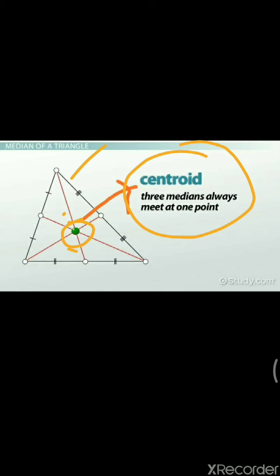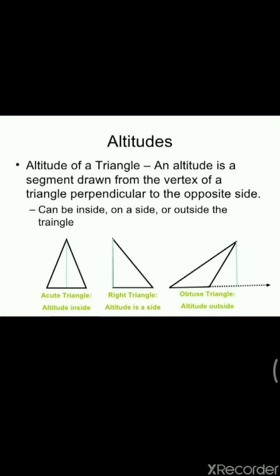We have also used the word median in data handling, but that was related to data. Now we are doing median of a triangle. It is the line segment joining the vertex to the midpoint of the opposite side. Now let's understand altitude. Altitude of a triangle. Altitude means height. And altitude is a segment drawn from the vertex of a triangle perpendicular to the opposite side.